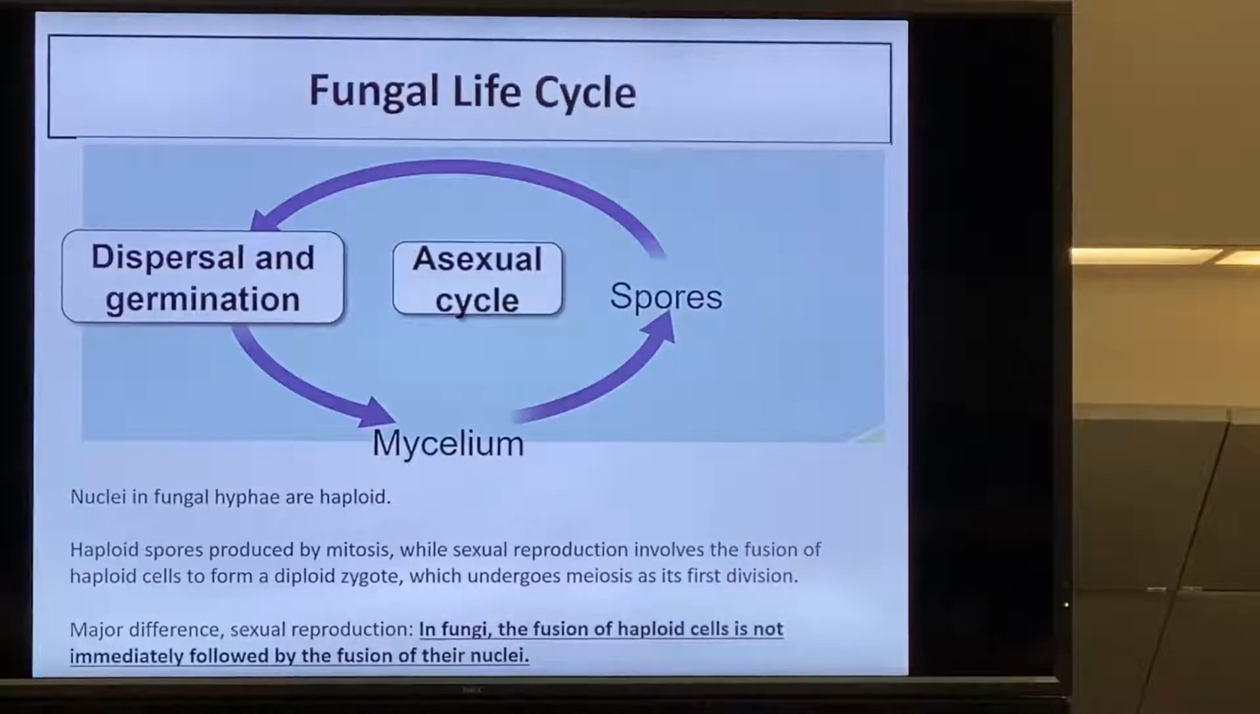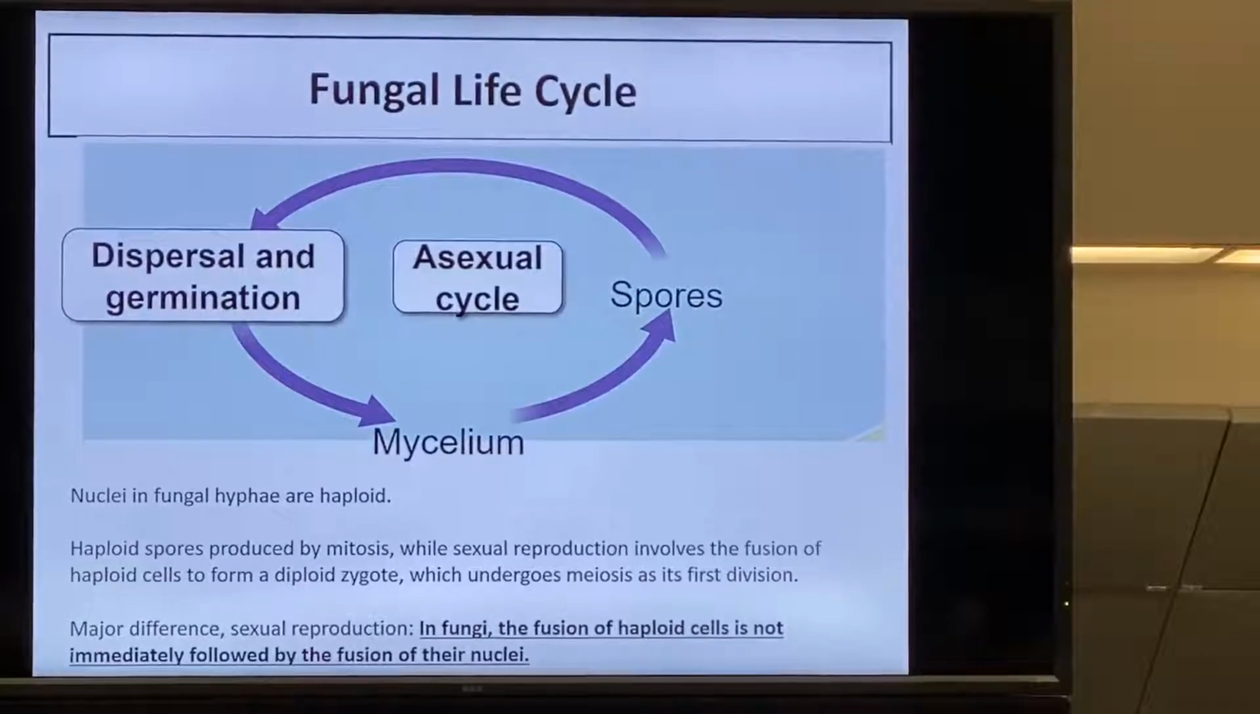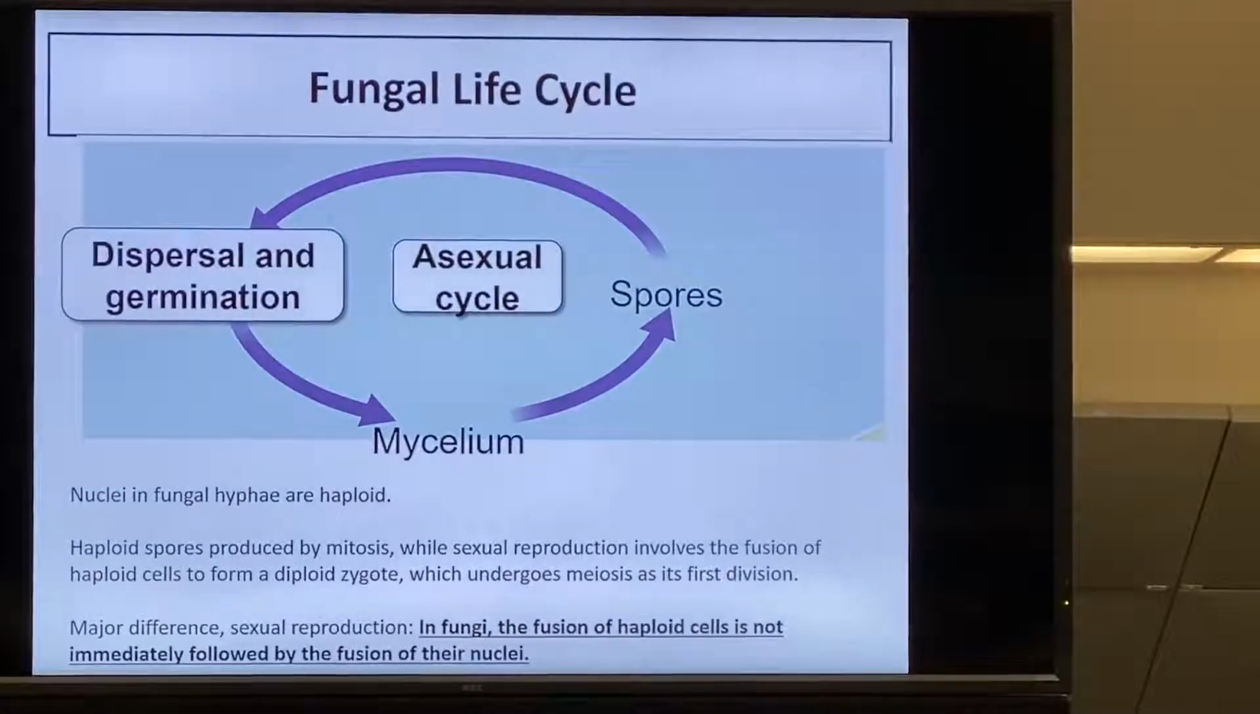So we're going to talk a little bit about life cycles, but we're not going to focus the way that you did on the plants. But there are certain things that we are going to highlight going through. Some of this is going to sound extremely familiar. One thing to know is that the nuclei in the fungal hyphae are haploid. Those haploid spores are produced by mitosis, while sexual reproduction involves the fusion of the haploid cells to form a diploid zygote. So again, very familiar. It undergoes meiosis as its first division.